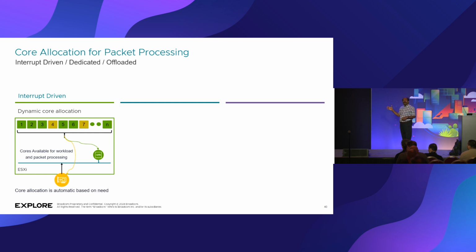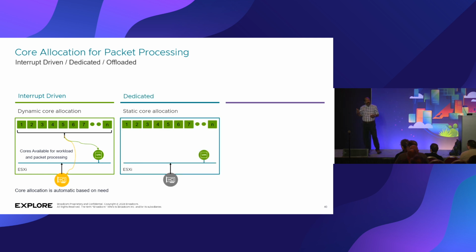So in an interrupt-driven mode, all of the cores, or threads if hyperthreading is enabled, are available for both your workload and also for your network processing. And this is a good thing, because you don't want to capture some of the threads just for network processing and not make them available for your workload, right? So this is the advantage of having it in an interrupt-driven mode.